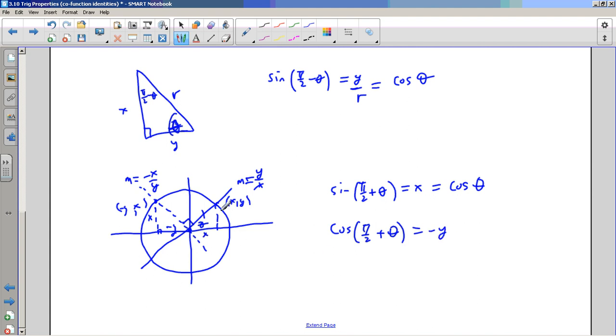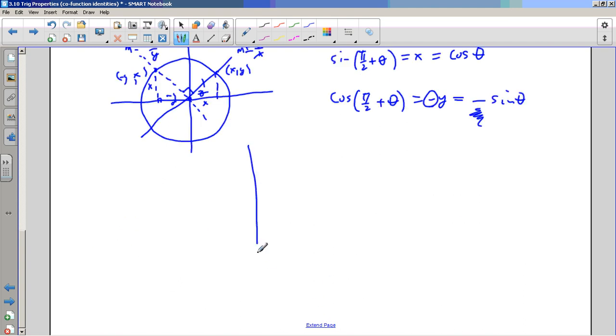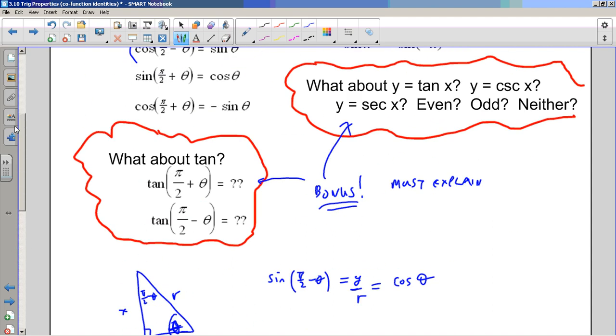Well, what was y? Y was the sine of theta. But I got a negative sign there, so it's negative sine theta. And this is the only one that's got a negative that's a little bit different. Another way to remember some of these, and this is maybe people's favorite way, is to think of the transformations.